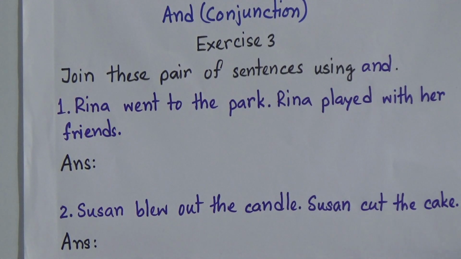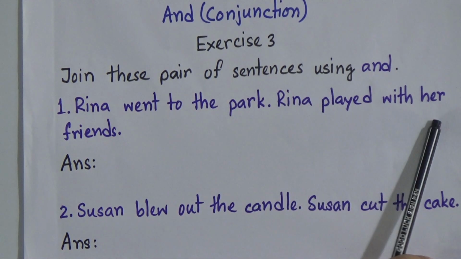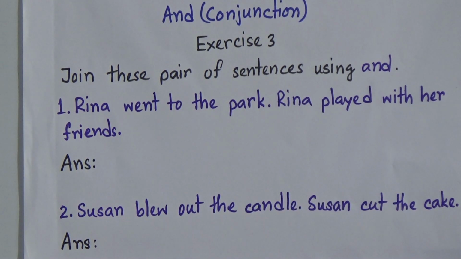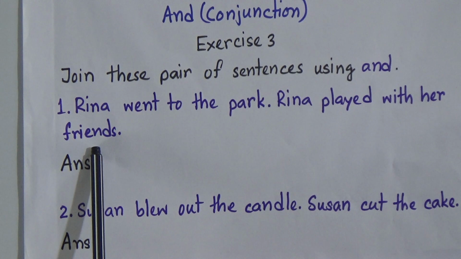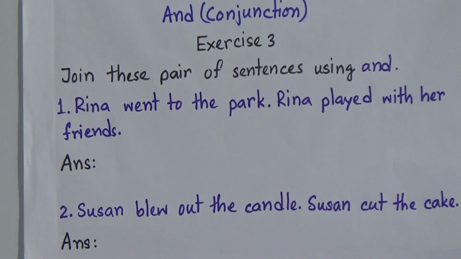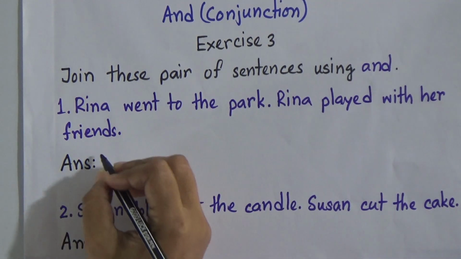And number 1, Reena went to the park. Reena played with her friends. Now look, both the sentences are about Reena. Reena went to the park and Reena played with her friends. So we will join these sentences with "and". How could you join this? I hope now you can do it by yourself. Okay, let's do it.